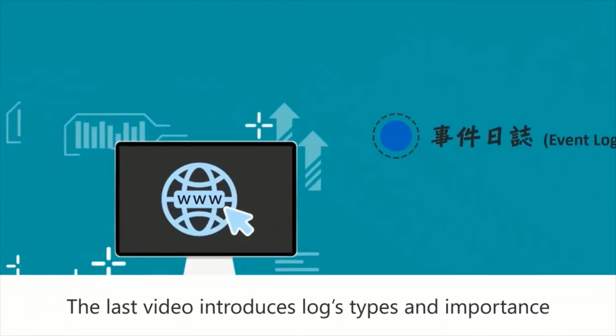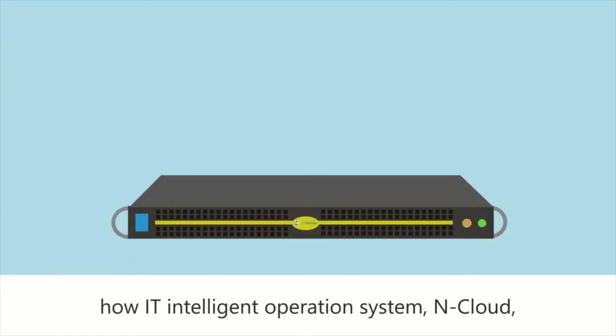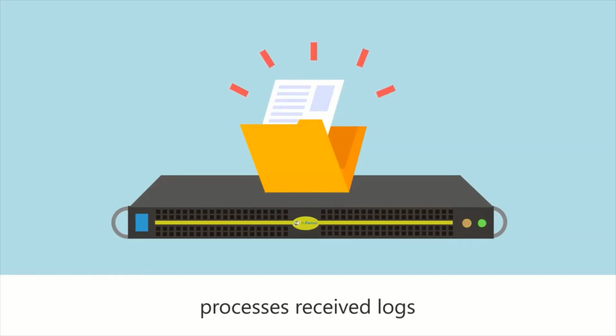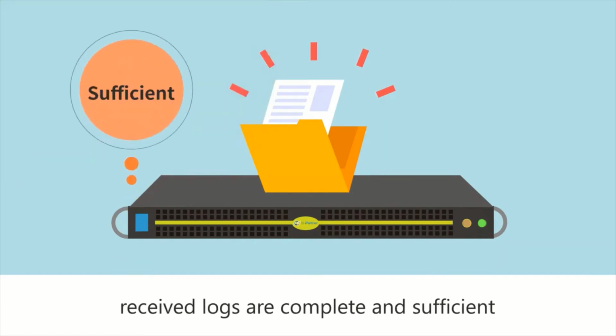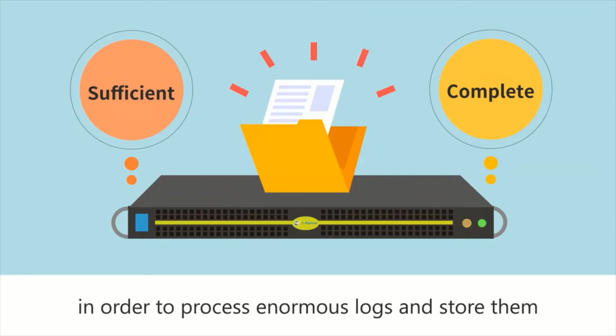Hello everyone! The last video introduced log types and importance. This chapter will talk about how the IT Intelligence Operation System (NCOP) processes received logs. In IT operation, the first thing is to make sure received logs are complete and sufficient. NCOP is made up of 3 modules in order to process enormous logs and store them.